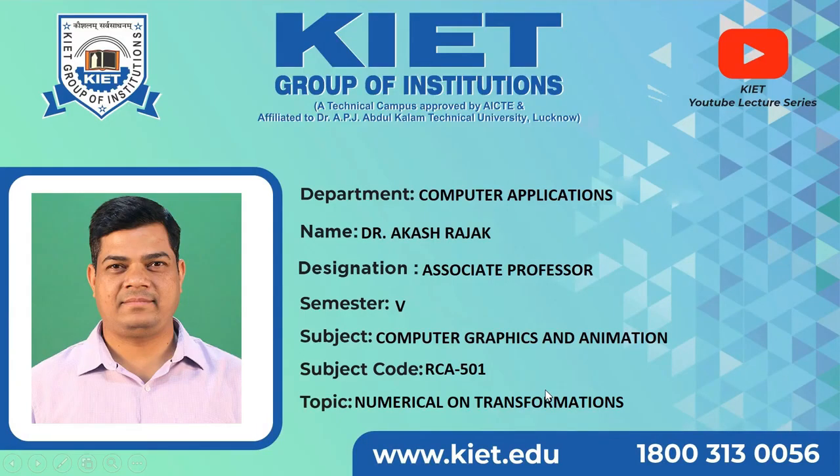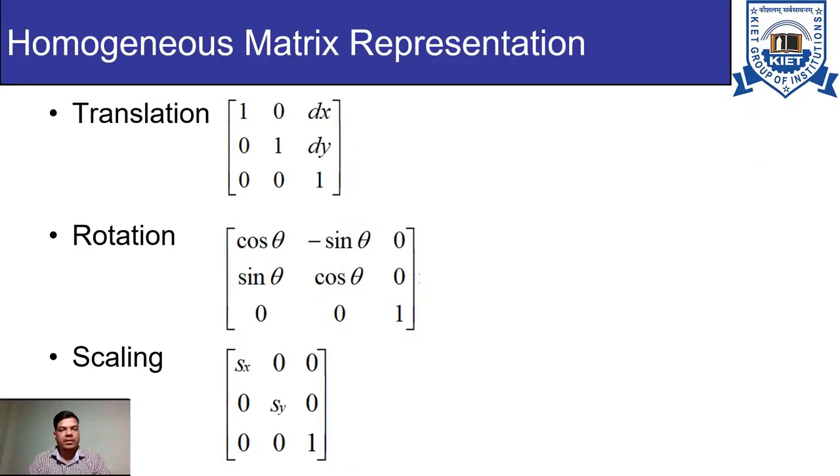Hello students, in today's lecture I will discuss numericals on transformations. In the previous lecture we have already seen homogeneous matrix representation, and we have seen that all the matrices represented using the homogeneous matrix representation system are of order 3 by 3. So in this slide there are matrices of translation, rotation and scaling, and we will follow the homogeneous coordinate system for solving the numericals.